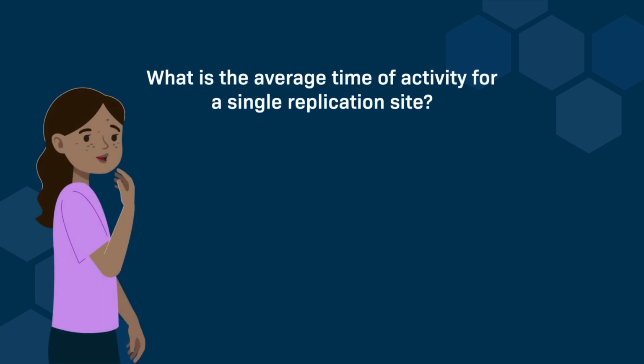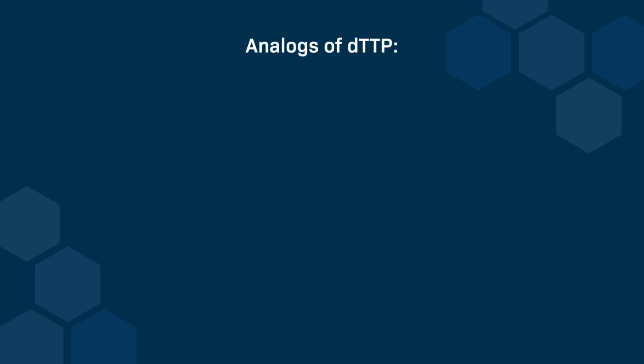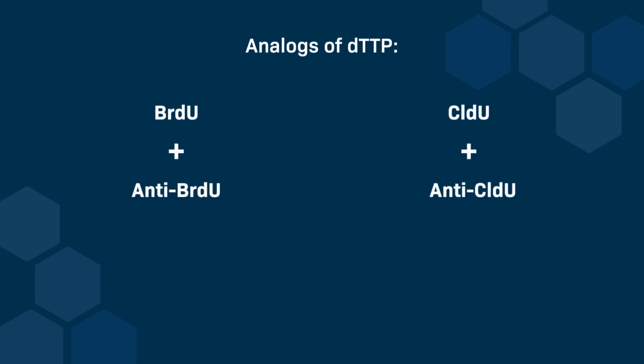To measure this average activity time, a modified version of the pulse-chase experiment can be employed using synchronized cells. This method utilizes two analogs of dTTP, BrdU and CldU, chlorodeoxyuridine. These have the corresponding antibodies, anti-BrdU and anti-CldU, that are labeled with distinct fluorescent markers. The experiment consists of 3 labeling steps.